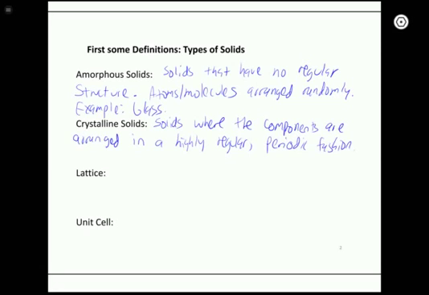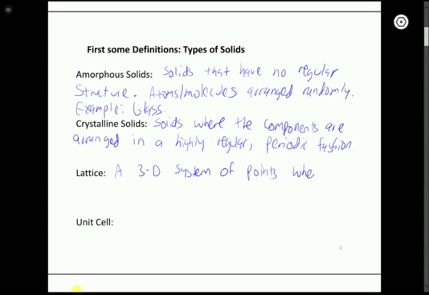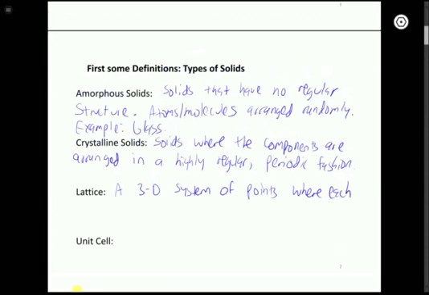So we have to get a few other definitions out of the way first before we talk in detail about crystalline solids. So one is lattice. So if we imagine in a crystalline solid, each of the atoms or molecules that makes up that crystal, we define them as a point in space. So the lattice then is a three-dimensional system of points where each of those points represents an atom or molecule. Okay, so each point represents an atom or molecule in the crystal, and it extends in all three dimensions, all three directions.